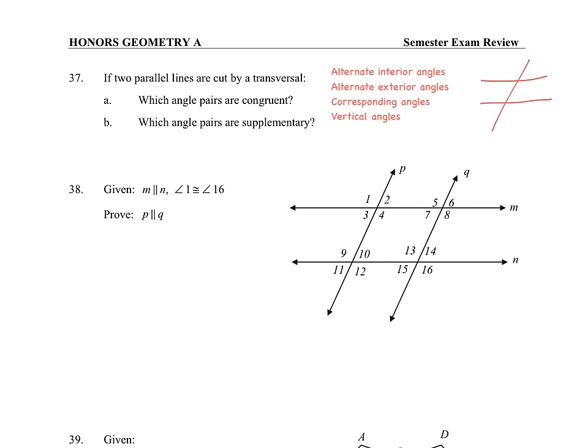Finally, we have vertical angles, and vertical angles are made up by two intersecting lines, and it's their opposite angles. So these would be vertical angles, which are congruent. Here's another set of vertical angles, which are congruent.